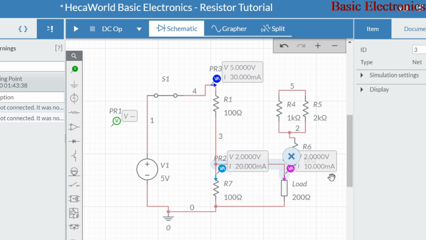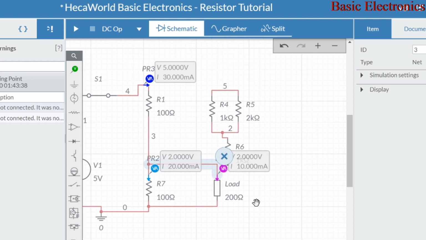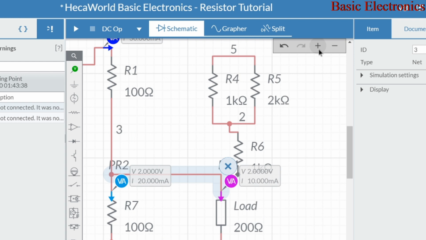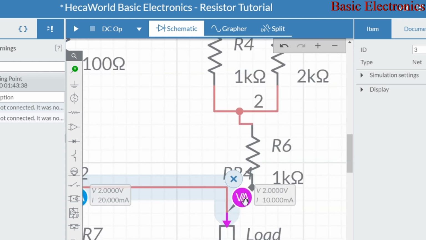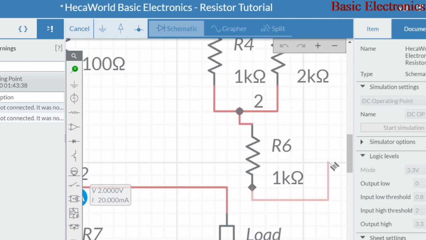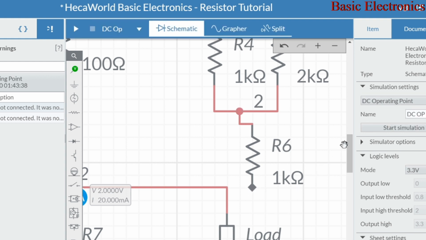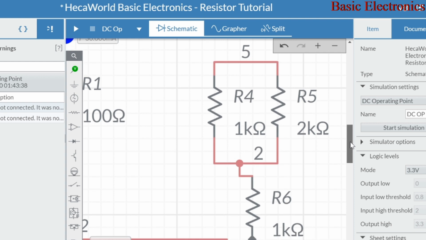Now I want you to look at the right side of this circuit and try to calculate. Let's remove some of this to make it clearer to see. Now try to calculate the equivalent resistance of this network, R4, R5, and R6.